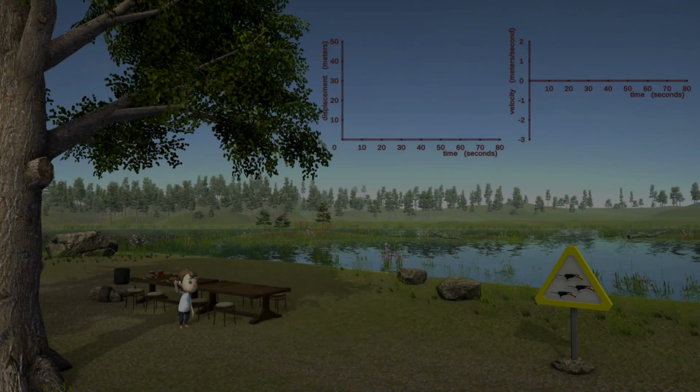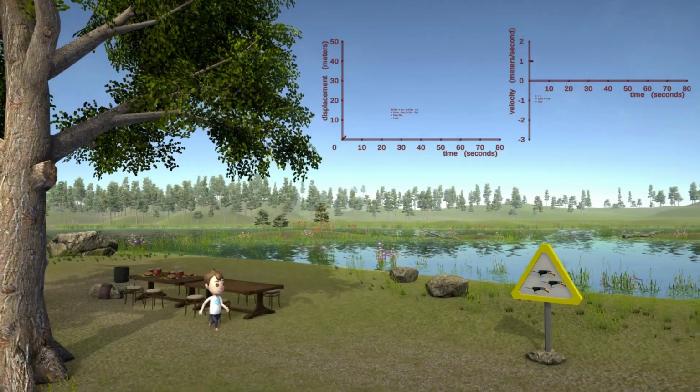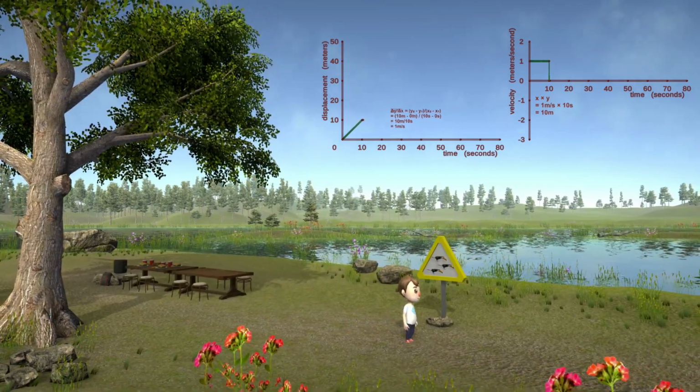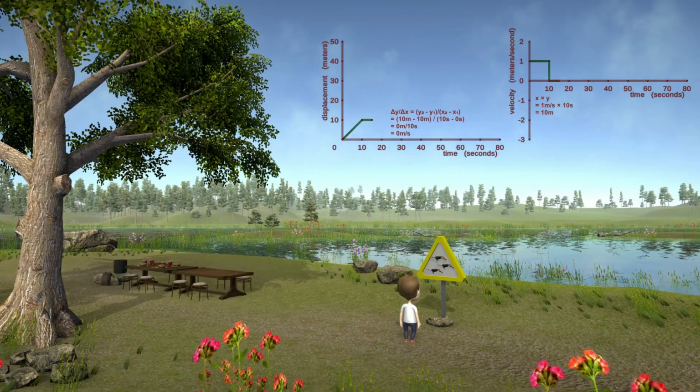Welcome to the second video in this series, where we learn how to read and understand graphs, a skill that makes it a lot easier to link graphical representations to their real-world meanings.